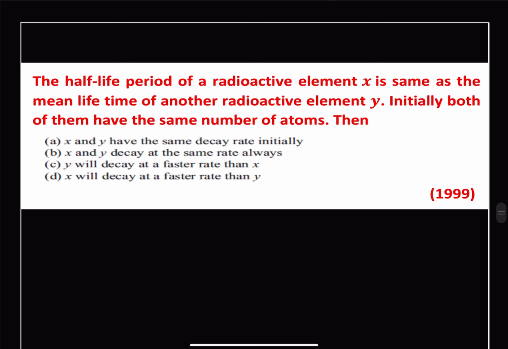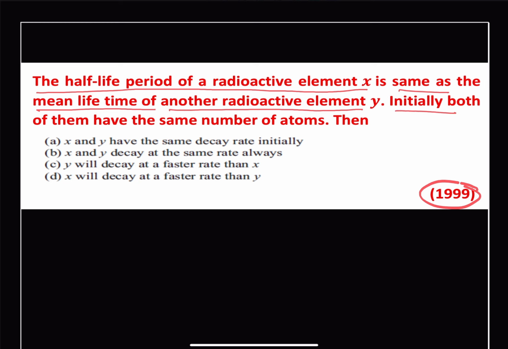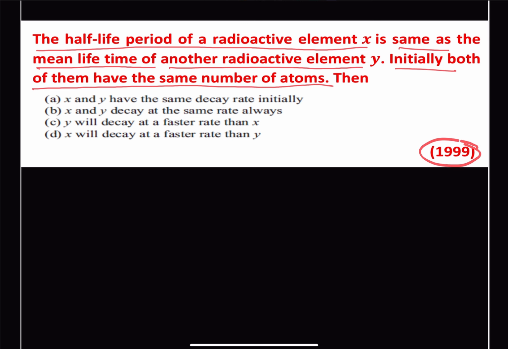Next question. It was asked in the year 1999, and it states that the half-life period of a radioactive element X is same as the mean lifetime of another radioactive element Y. Initially, both of them have the same number of atoms. Then we have to find out what will be the relationship between the decay rate of X as well as Y. In this case, the important part is that the half-life period of X is equal to the mean life period of Y.